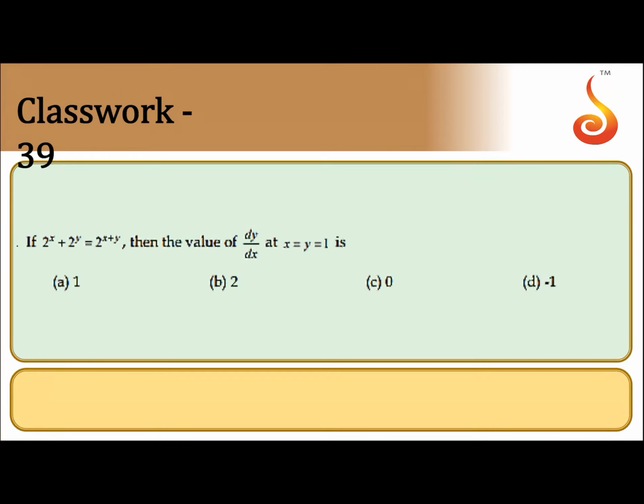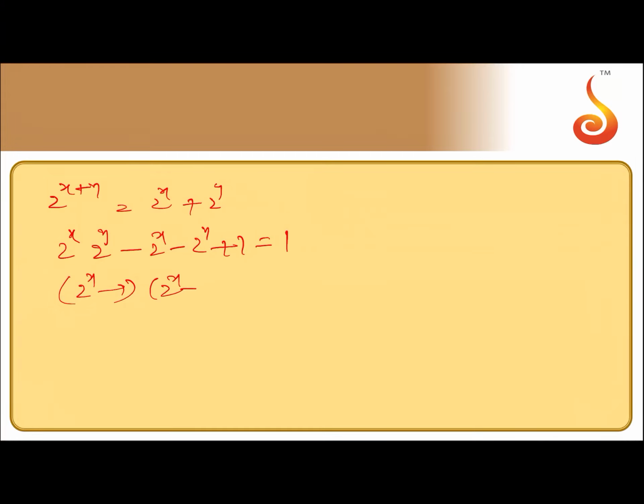Coming to next one. 2 power x plus y equals 2 power x plus 2 power y, then the value of dy by dx at x equals y equals 1. 2 power x plus y equals 2 power x plus 2 power y. So we will do it like this: minus 2 power x minus 2 power y, adding 1 on both sides we get 1. 2 power x minus 1 multiplied by 2 power y minus 1 equals 1.